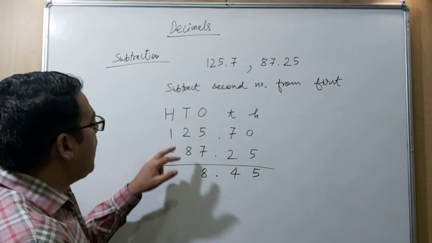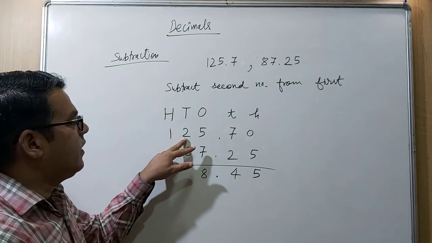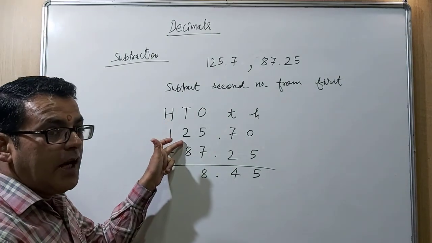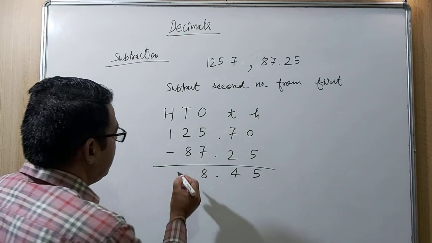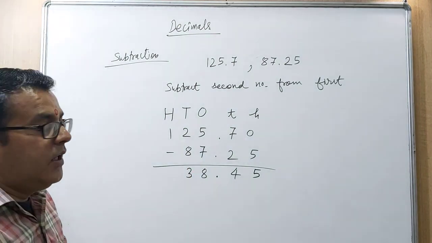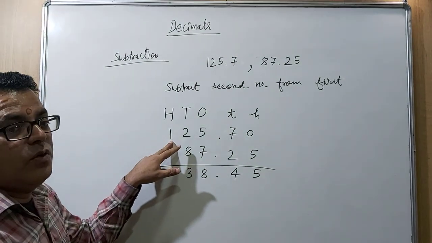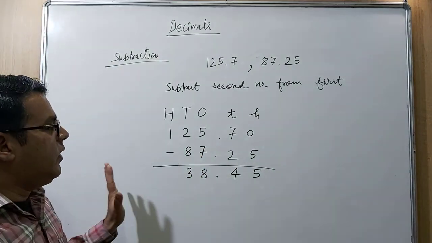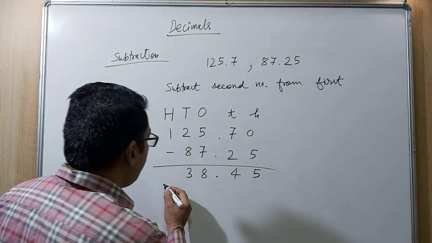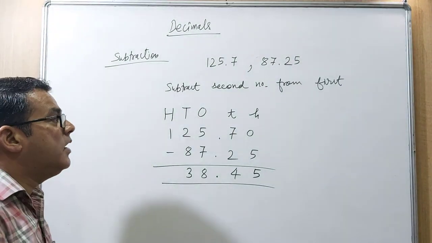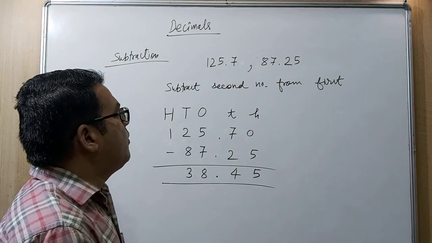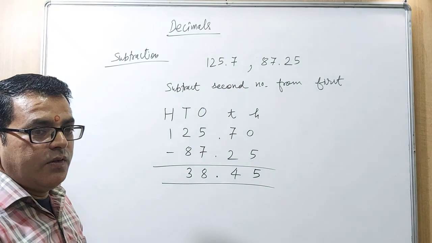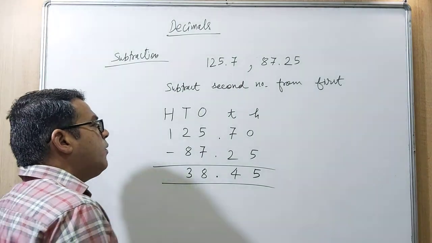Right? Now after taking borrow, it's now 1. And again we need to take borrow from here. So it is 11 now. So 11 minus 8, 3, and it become now 0 since it has given borrow to the other. So 0 we no need to write. So 38.45 we have after subtracting 87.25 from 125.7. Right? One more thing that I want to discuss here.